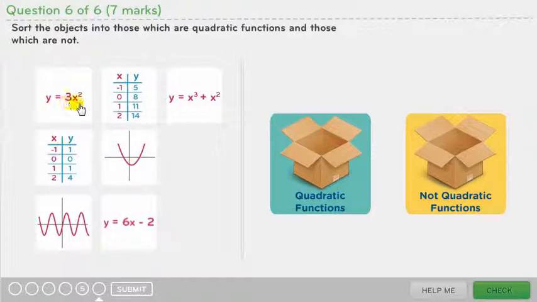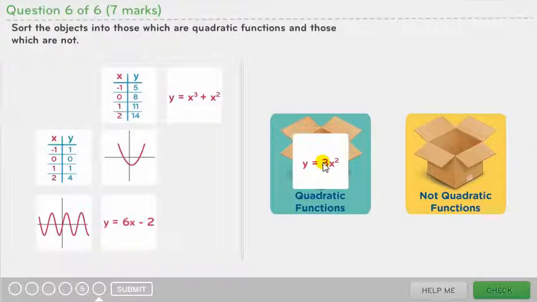Y equals 3x squared. We know that this is going to be a quadratic function because x is raised to the highest power of 2. When x is raised to the highest power of 2, we know that we have a quadratic.